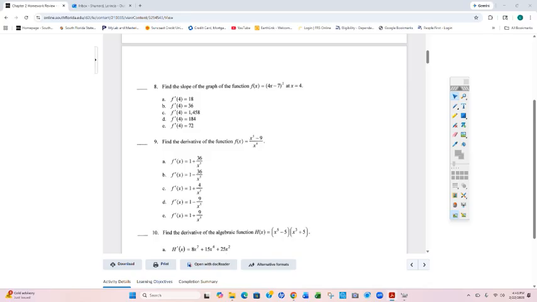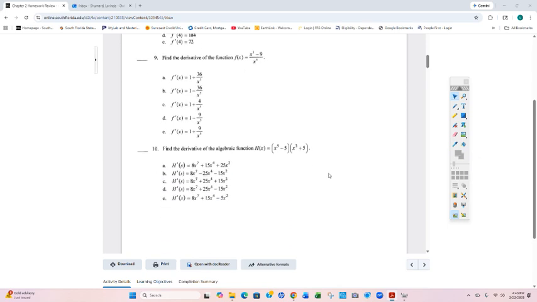The correct answer for number 8 is E, and that one came from section 2.2 as well. Number 9, find the derivative of the function f of x equals, this one is a fraction, the numerator x to the 5th minus 9, the denominator x to the 4th.